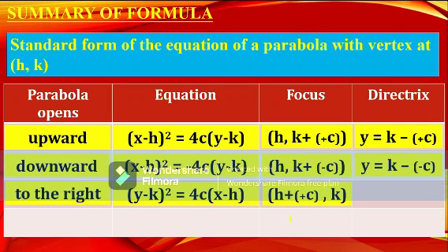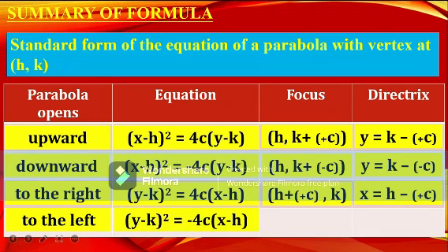And the focus is (h plus c, k). The directrix is x is equal to h minus c. And the parabola opens to the left. The equation is (y minus k) quantity squared is equal to negative 4c times the quantity of (x minus h).